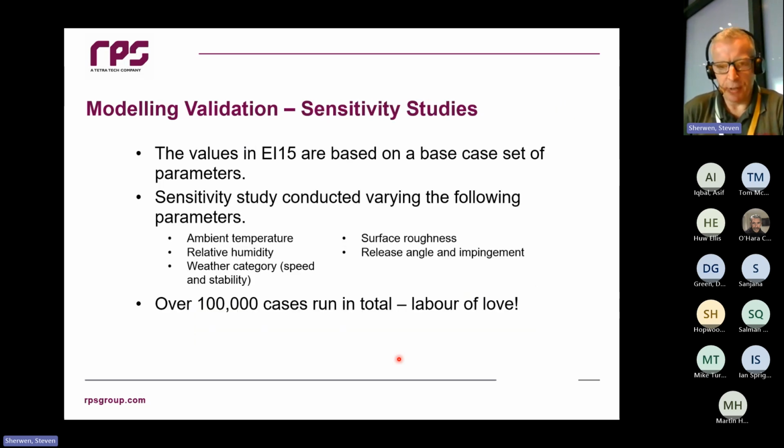Last thing to say about the modelling is that the team of modellers that did the work, and I think I did spot one of the names online, so I hope you're happy with seeing the fruits of your labour. Lots and lots of models were done. I think 100,000 cases were run.